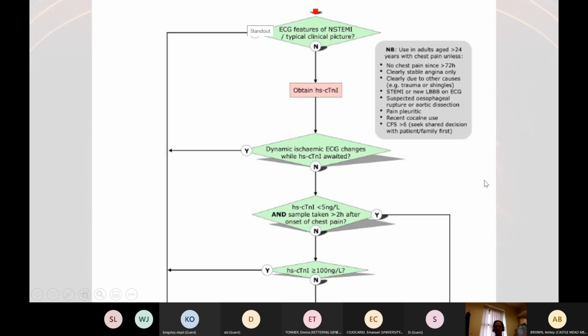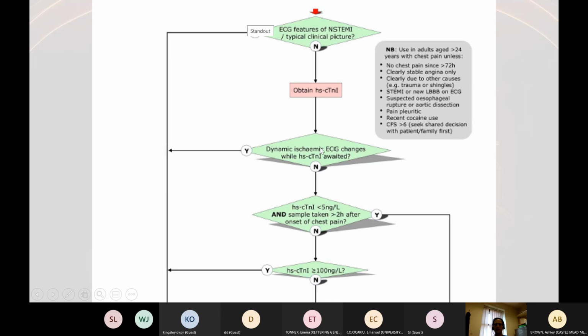So this is the troponin pathway that should be on CDU and in A&E, and we'll just talk through it fairly quickly. You're looking at the ECG and the symptoms to think, do they have a fairly typical picture of an acute coronary syndrome? And if you think that their pain is compatible with that, we should then go on to do our high sensitivity troponin.